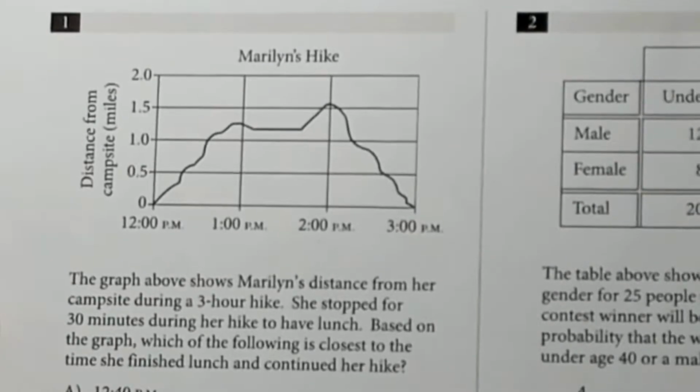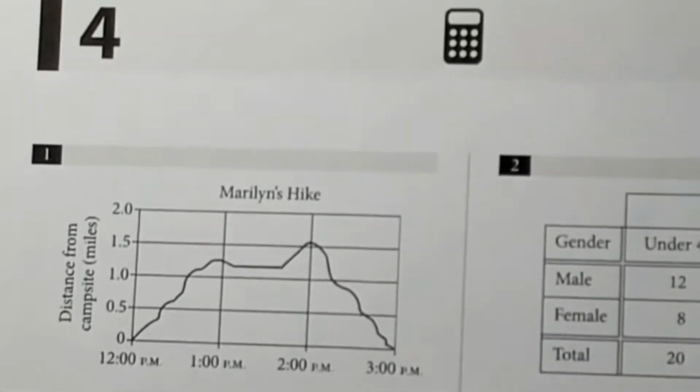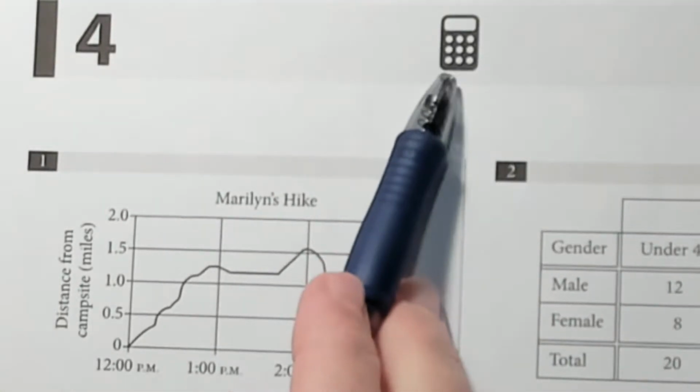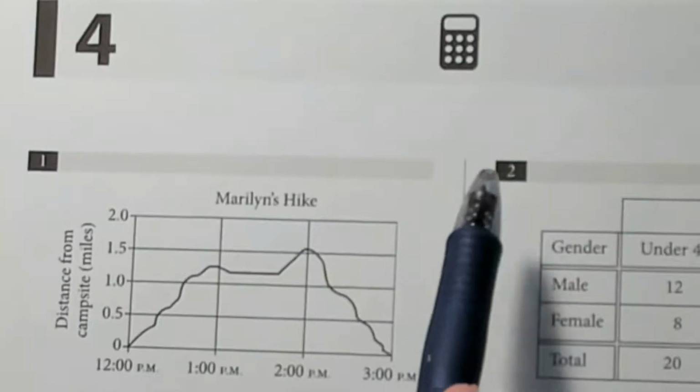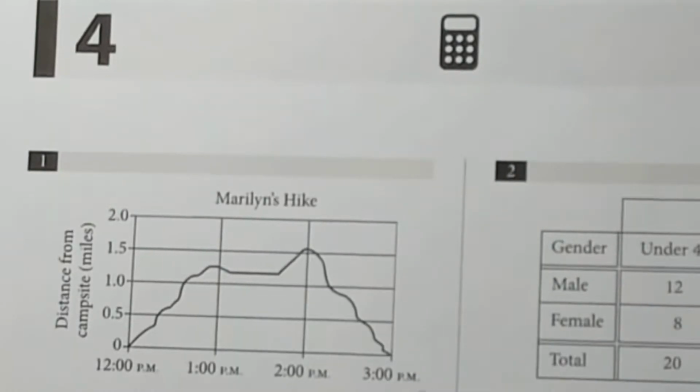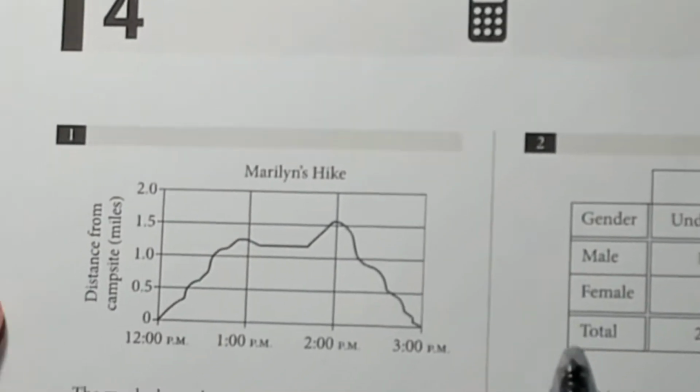Today we're going to do SAT practice test number 3. This is the calculator section, so you're allowed to use a calculator, and it's 55 minutes. There's 38 questions. Let's go.